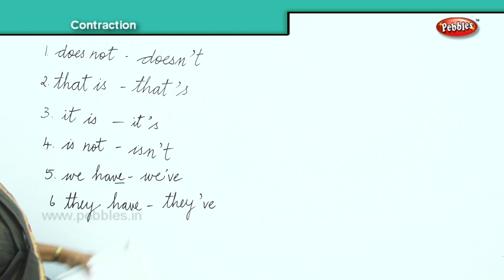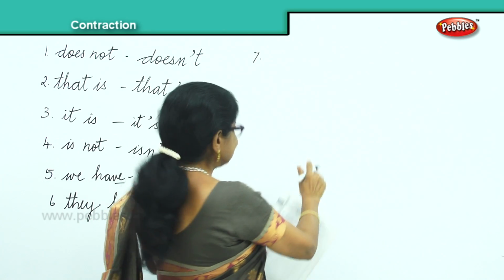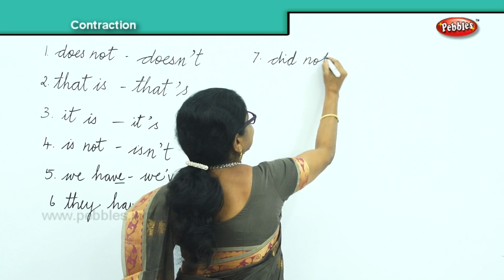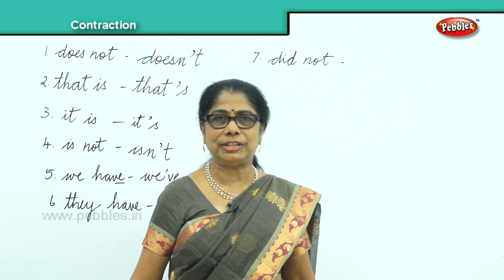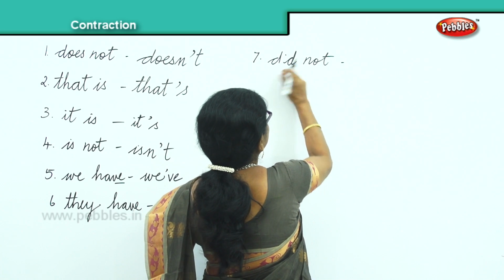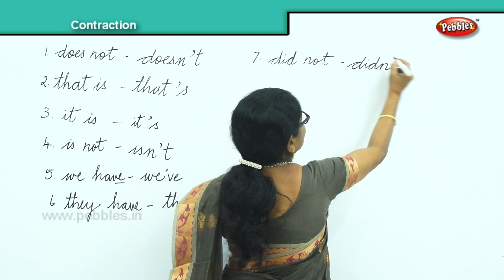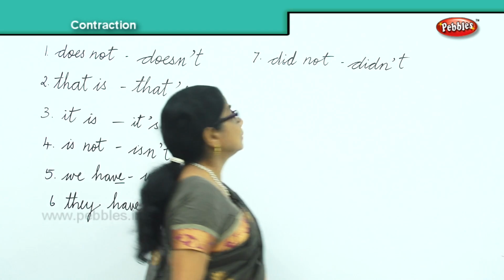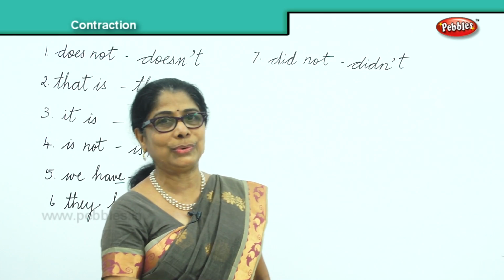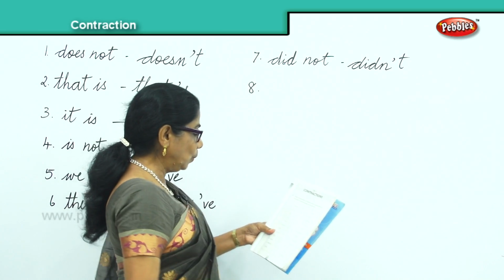Then, number 7. Now look at this one. Did not. Now how will you do the contraction for this? You will say didn't. Okay? You will write did, N, apostrophe, T. Didn't. I did not come to school yesterday. I didn't come to school. Either way you can say. Okay? Next one.